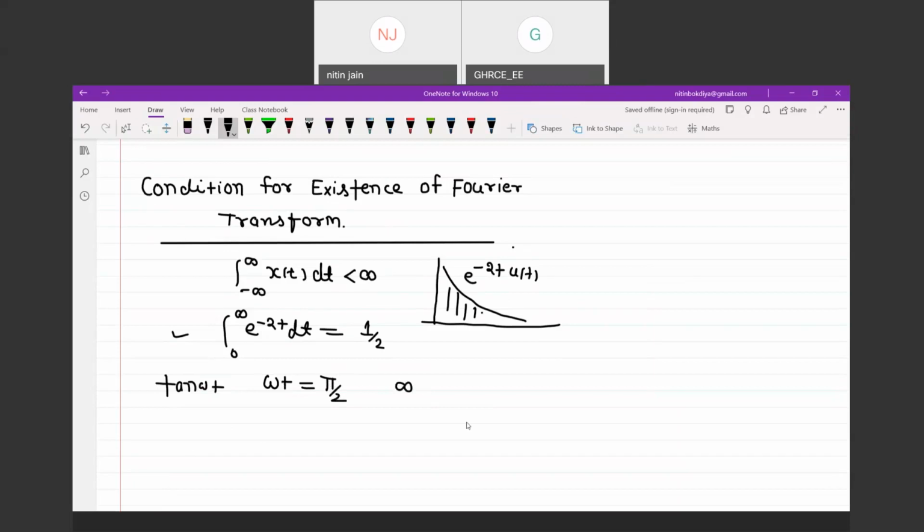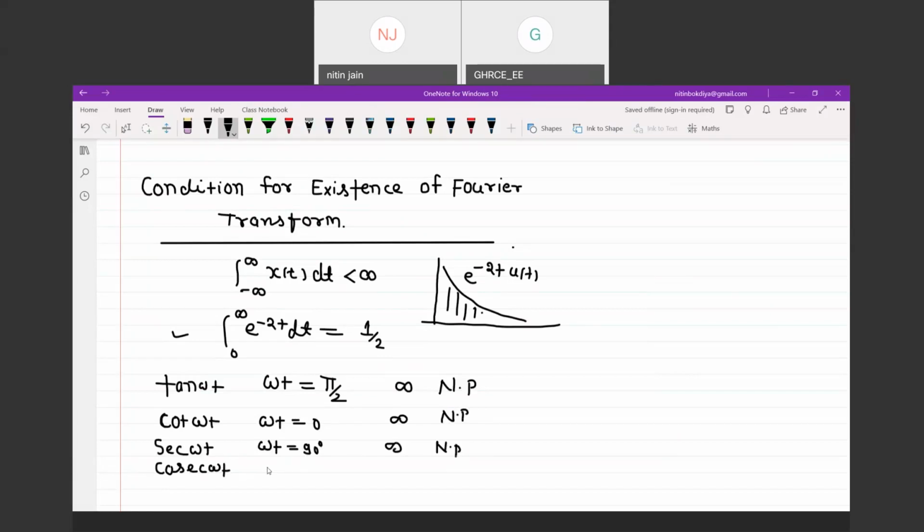So we cannot find the Fourier transform. We cannot have a Fourier transform for tan of omega naught t, not possible. The second one is cot of omega t. When omega t equals 0, it's infinite, not possible. Same for sec of omega t, it's not possible. Cosec of omega t, as omega t equals 90 degrees, makes it infinite, not possible.